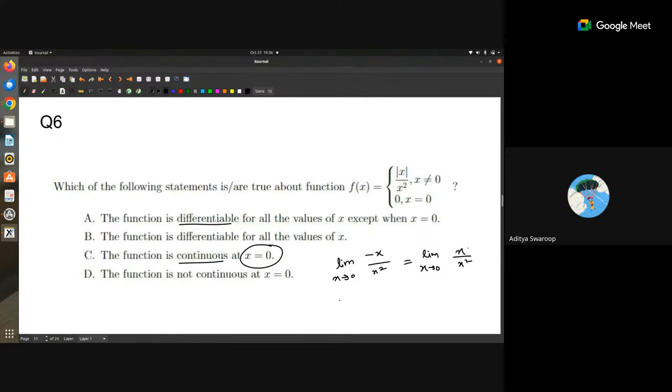Yes, sir. Then what do I have to do? I have to put 0 there. Still, it's an indeterminate form, right? Yes, sir. Then we cancel minus x with x square and x with x square. Minus 1 by x and plus 1 by x. So the limit as x tends to 0 of minus 1 by x, and the limit as x tends to 0 of 1 by x.